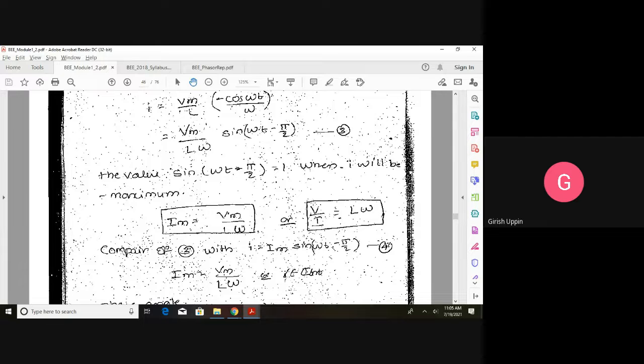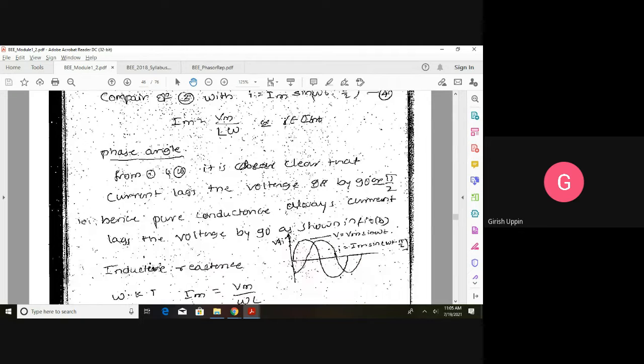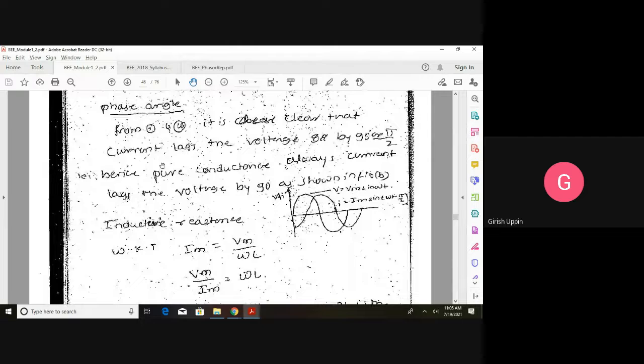Always remember, the ratio of V divided by I is the opposition. And what is this opposition? This is the inductive reactance XL. XL is the opposition offered by the inductor to the flow of the current. XL is equal to omega L is equal to 2 pi FL. From the two equations, it is clear that current lags the voltage by 90 degrees or pi by 2. Hence in a pure inductance, the current always lags the voltage by 90 degrees. Remember, in case of a pure inductor, current lags the voltage by 90 degrees.